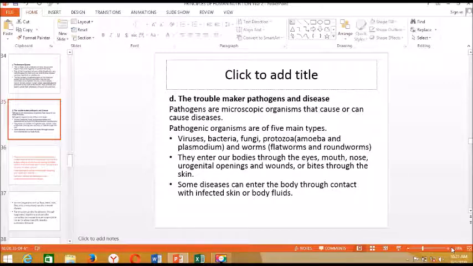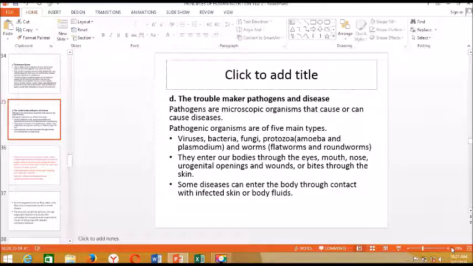They enter our bodies through the eyes, through the mouth, through the nose, and urogenital openings and wounds, or bites through the skin. So if you have an opening in your skin, you can have these organisms enter through that opening, and openings are wounds. So any part that is open on your body, even the genital openings, the eyes, mouth, as we have already covered, those are very susceptible to the microscopic organisms entering through them.